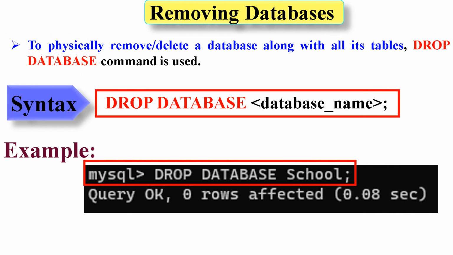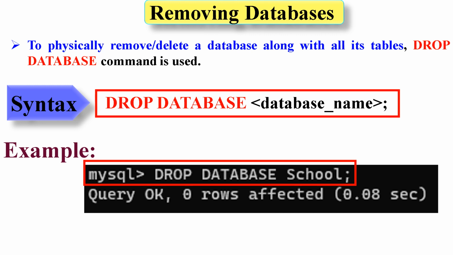Let's learn about removing databases. To physically remove or delete a database along with all its tables, the drop database command is used. The syntax is drop database database_name semicolon. Let's see the practical example. We have typed drop database school semicolon.